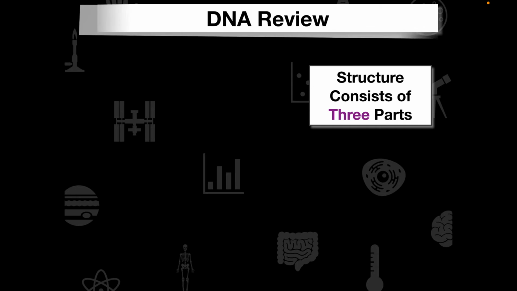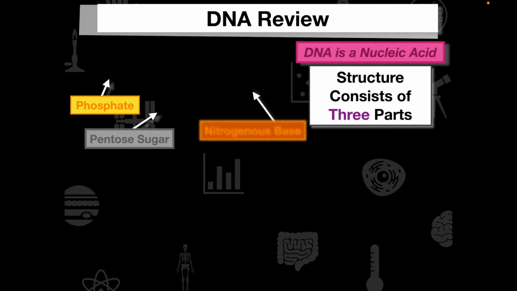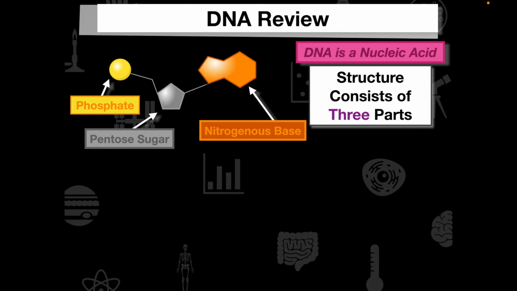Now, if we continue reviewing, DNA is a nucleic acid, and it's going to consist of 3 parts. Each one of our nucleotides, which is the monomer that makes up our DNA, RNA, etc., has a phosphate, a pentose sugar, and a nitrogenous base. And this is what's making up the nucleotides in that DNA.